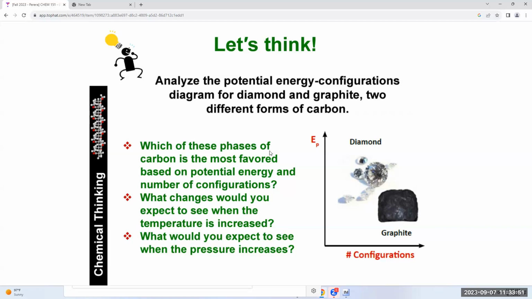Now, the second question is, what changes would you expect to see when the temperature increases? What do you say? If you increase the temperature, what do you expect to happen? Colin, I know that everybody wants to speak. Give the microphone to the gentlemen from this table. All right. So if you increase the temperature, what do you expect?